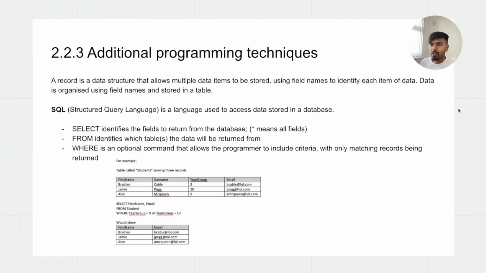And SQL is used to access data in a database. Select identifies the fields to select from a database, and we use a wildcard asterisk to mean all fields. From identifies which table the data will be returned from. So usually you only have one. And where is an optional command that allows programmers to include criteria, with only matching records being returned.